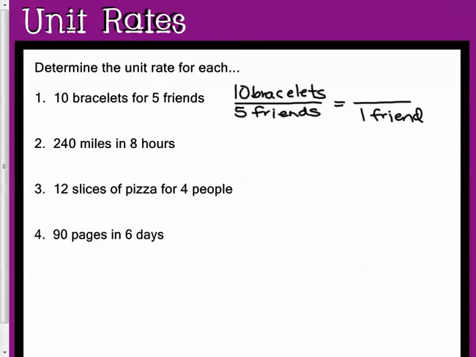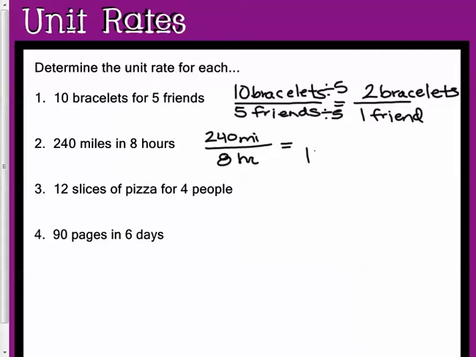I'll be back in just a second to show you what I did, so make sure you have a red pen ready to check your work. I will be looking for your red pen on your video notes. Okay, so on this one, we're going to divide by 5 on both, and we are left with 2 bracelets. On the next one, 240 miles, and you can abbreviate miles, for 8 hours. You can also abbreviate hours.